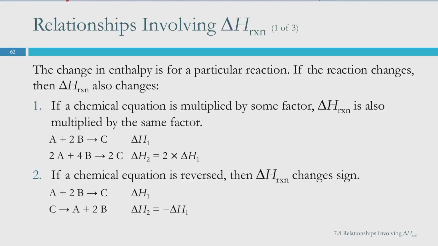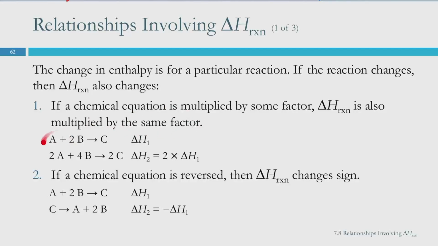We are so back. There are some relationships involving heat of the reaction. So the change in enthalpy, the delta H, is for one particular reaction as it's written. If the reaction changes, the heat of the reaction also changes. So there's a couple of things that we can do. If the chemical equation is multiplied by some factor, the whole thing, the delta H is also multiplied by the same factor.